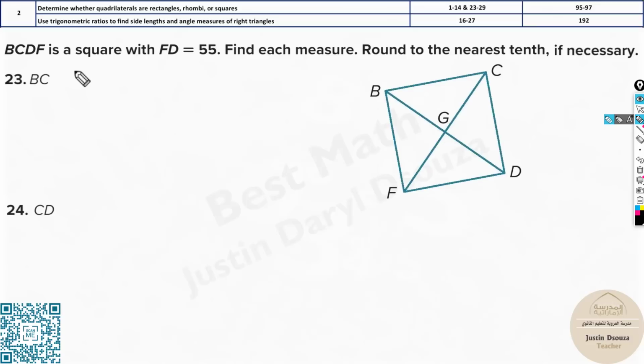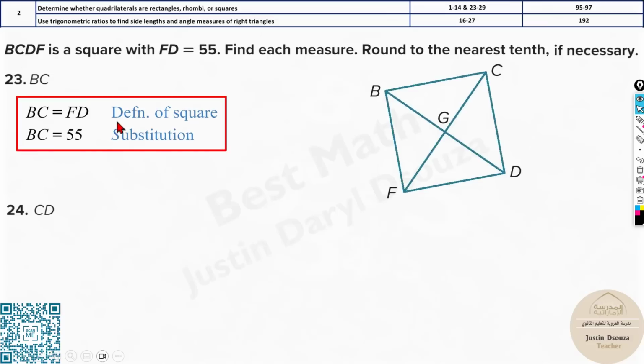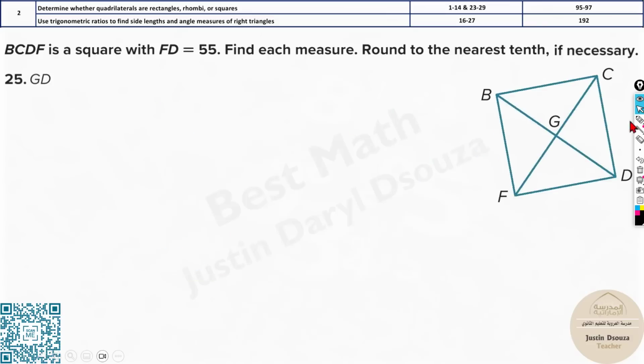So let's look into these problems. BCDF is a square. Okay, this given one is a square. FD, where is FD? This is 55. Find each measure. What is BC? It's also 55. What is CD? CD is also 55. Okay, they're all 55 then. So this is congruent, equal to each other. What about GD? Okay, now this becomes interesting.